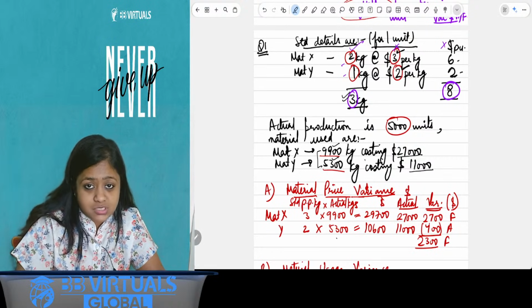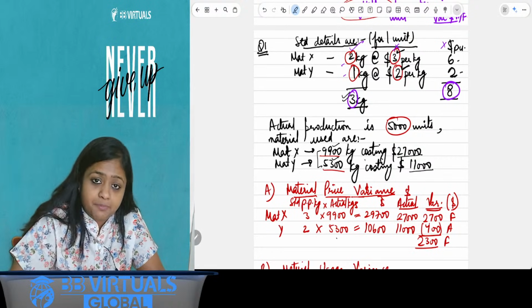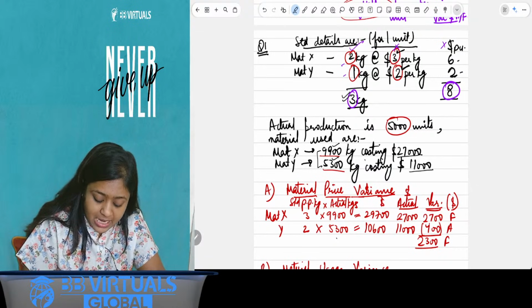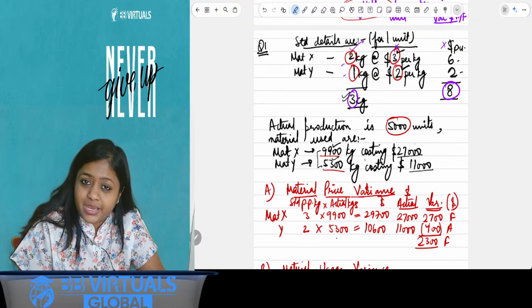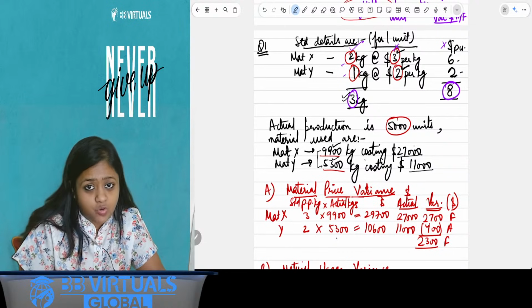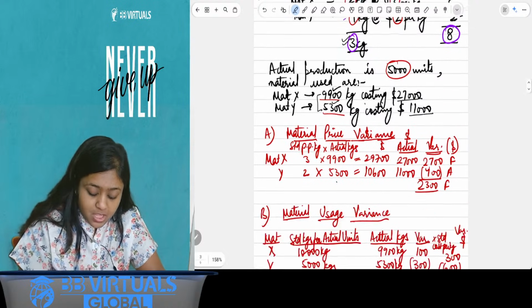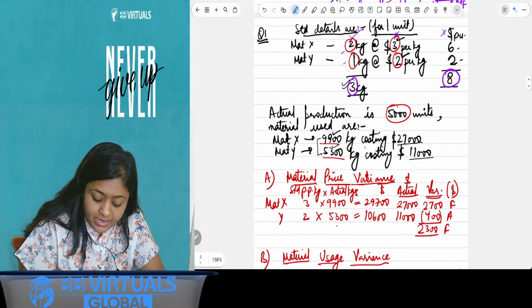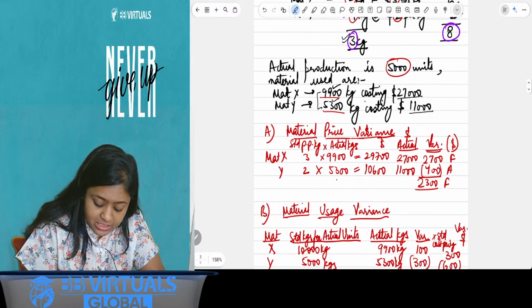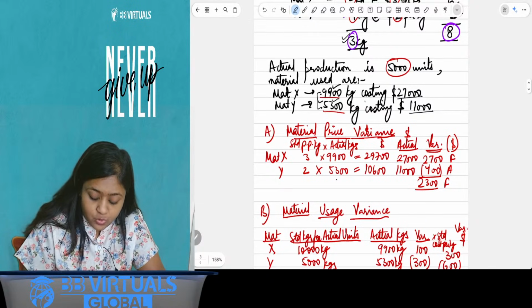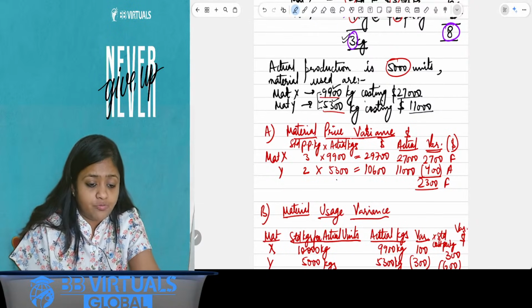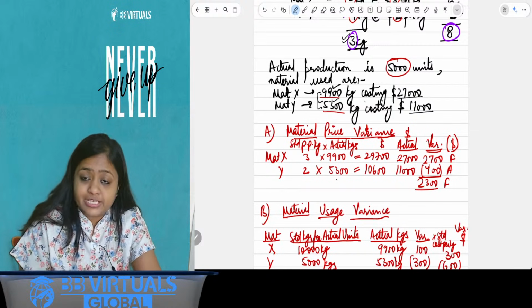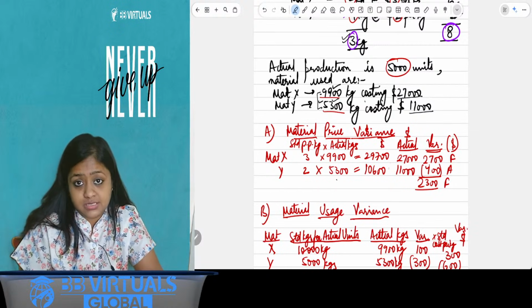So what is the total standard cost that we have? 3 multiplied by actual kgs. Actual kgs are 9,900. Why am I doing it this way? Because I already have the actual cost with me. So make it simple. I'll do 3 multiplied by 9,900 and 2 multiplied by 5,300. When you multiply it, you get your standard cost, which we also call absorbed cost, as 29,700 and 10,600.